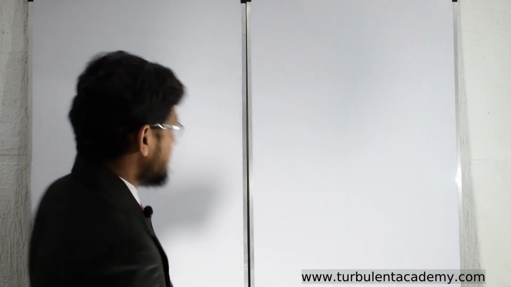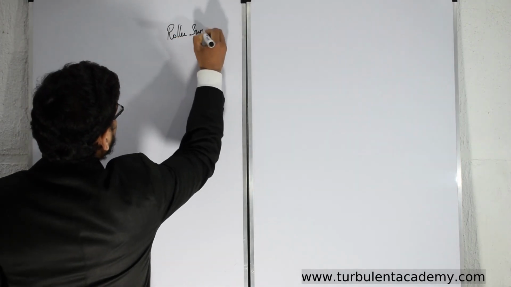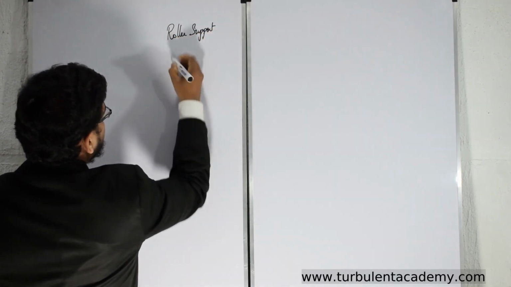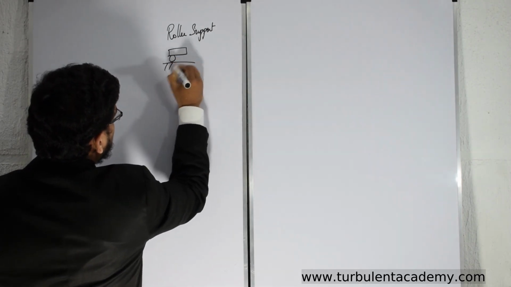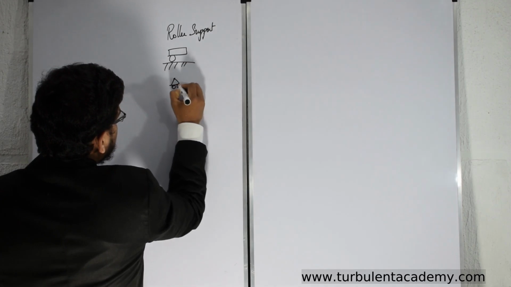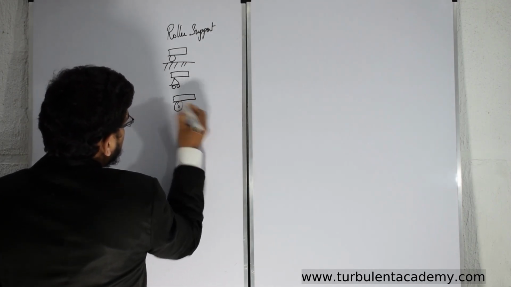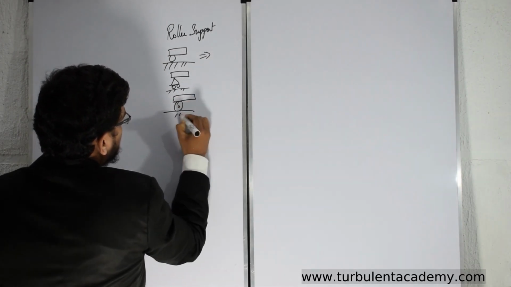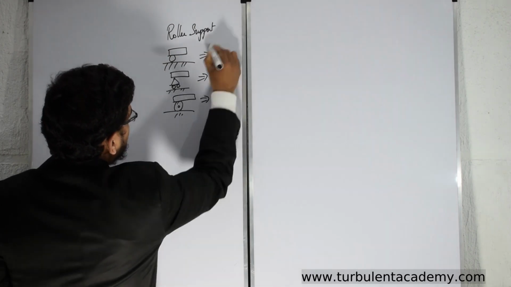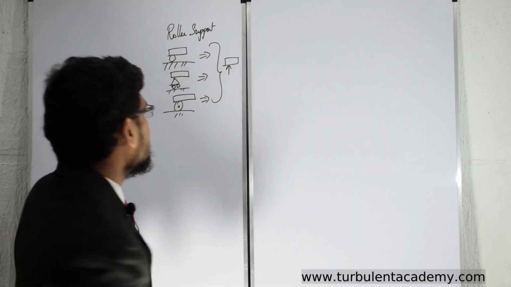So continuing from the first video, what you have seen till now is roller support, which might be like this one, which might be like this, which might be even like this. So all these have a single vertical component as a reaction force. It resists in the vertical direction.